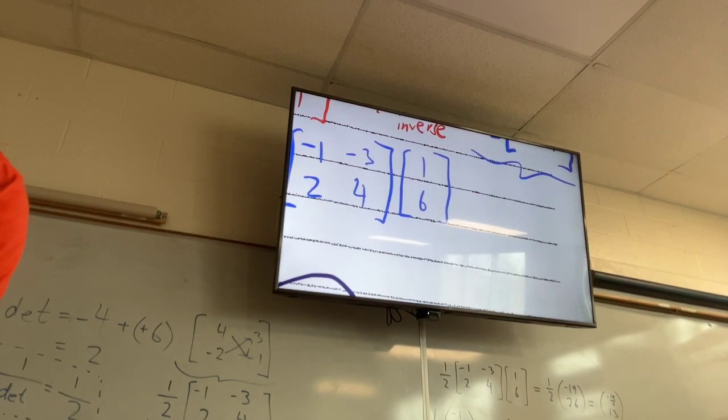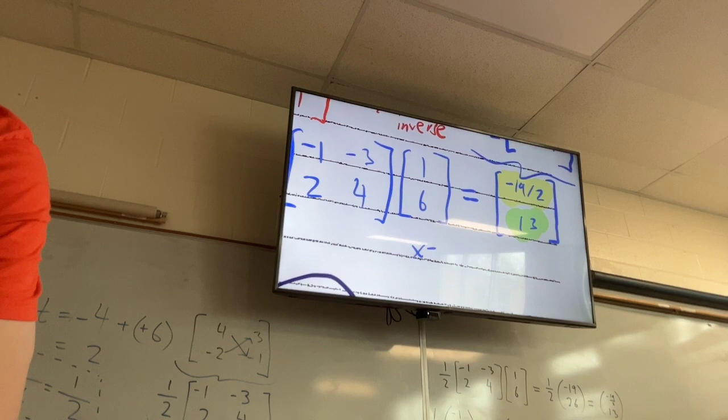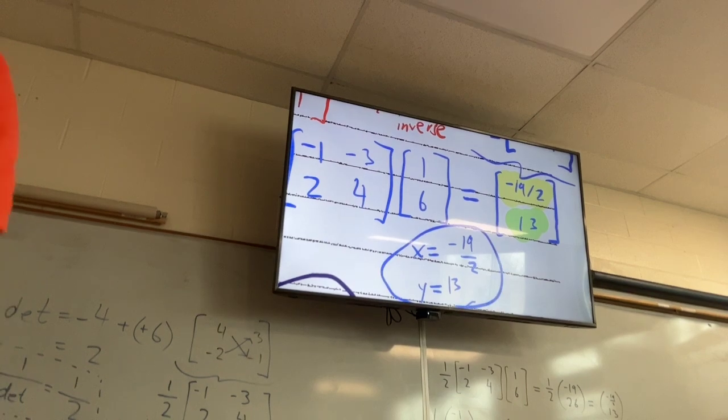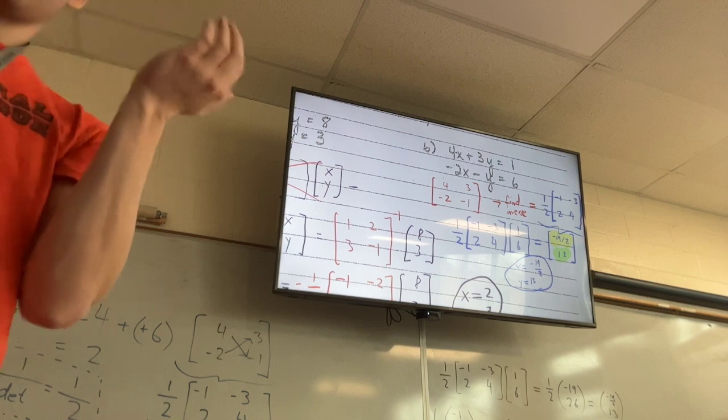So this gives me -19 over 2 and 13. And then again, my top number here is what? X. My bottom number is y. So x equals -19 halves, y equals 13. Okay? So it's going to take practice, but it's those same steps every time.